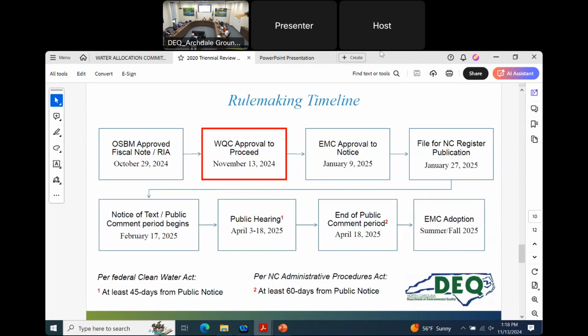And then that would start the notice of text and public comment period beginning around February 17th, 2025, with public hearings held in April, with the end of the public comment period, the 60-day period, being about April 18th or so. And if all of that were to go as scheduled, then we would likely be back to the EMC with the hearing officer's report in probably late summer, early fall.